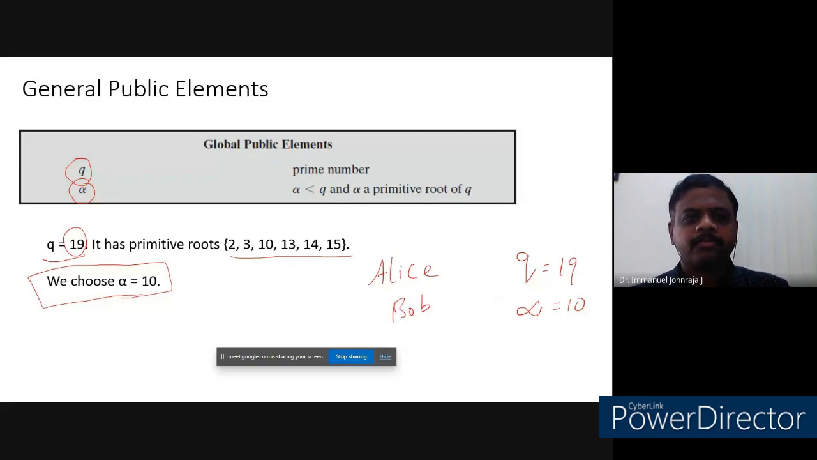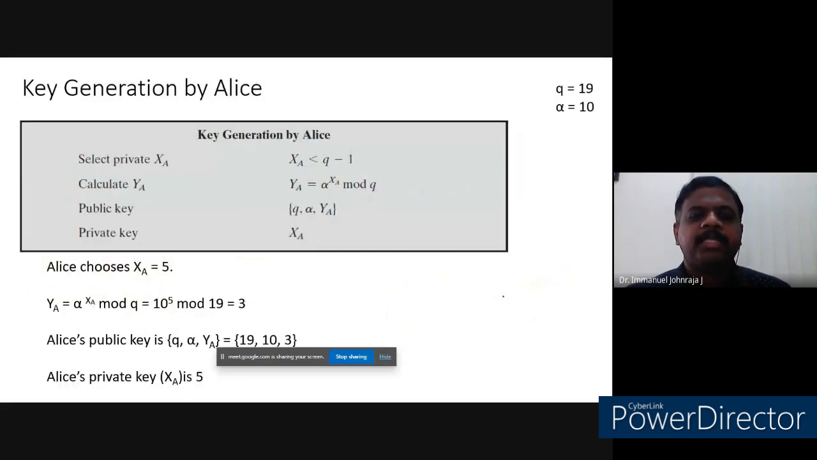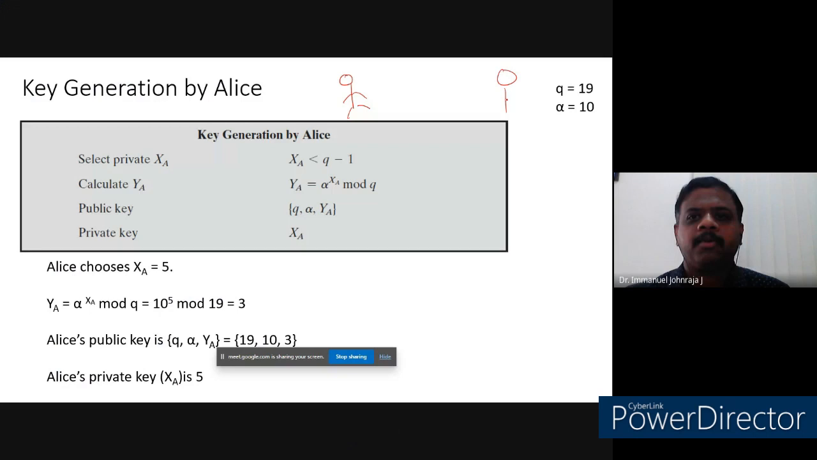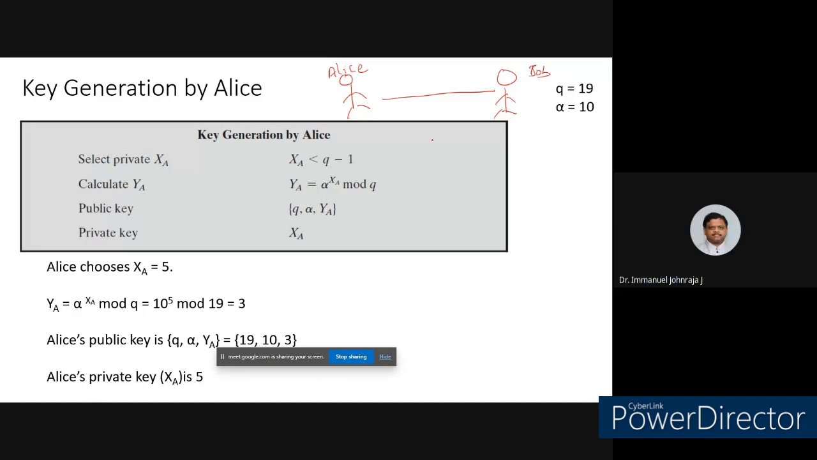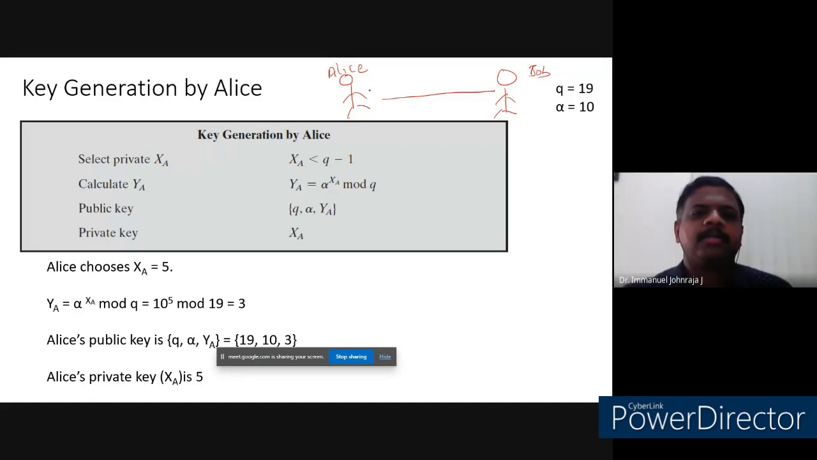The two people, Alice and Bob, are both going to share these two values. It's common to them. Moving on. The first step is the key generation by Alice. Where is Alice? Alice is here, and Bob is here. They have some message to be exchanged. So what happens? Alice is the person involved in the key generation in our example.